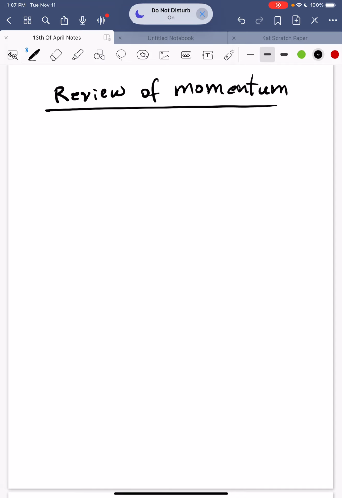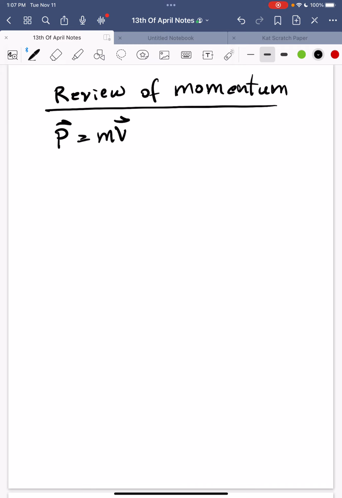So what are the key things you need to know about momentum? In this video, I'll try to tell you. So here we go. First of all, momentum symbol is P. It's a vector. It's given by m times v. V is a vector, so that means it has direction. So momentum is just mass times velocity, like that.